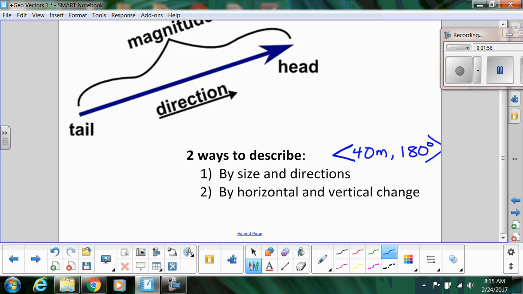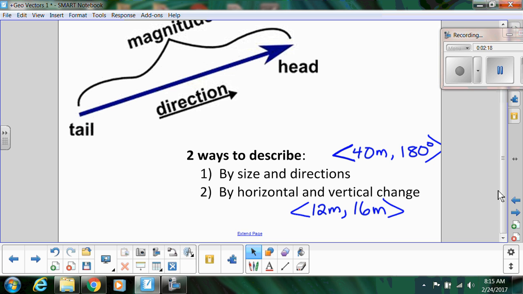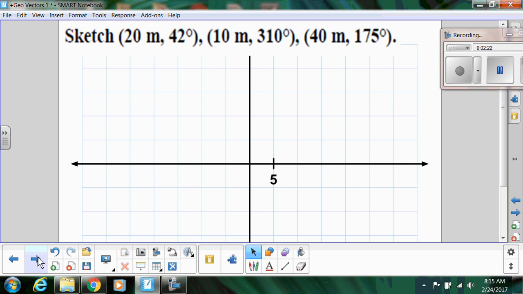And then we could also do it by a horizontal and vertical change. This looks like the translations that we did in the translation unit first semester. So I could say, okay, first we did a horizontal movement of 12 meters and then a vertical movement of 16 meters. That's another way to describe that vector. So let's just get used to drawing vectors and calculating magnitude and direction and so forth.